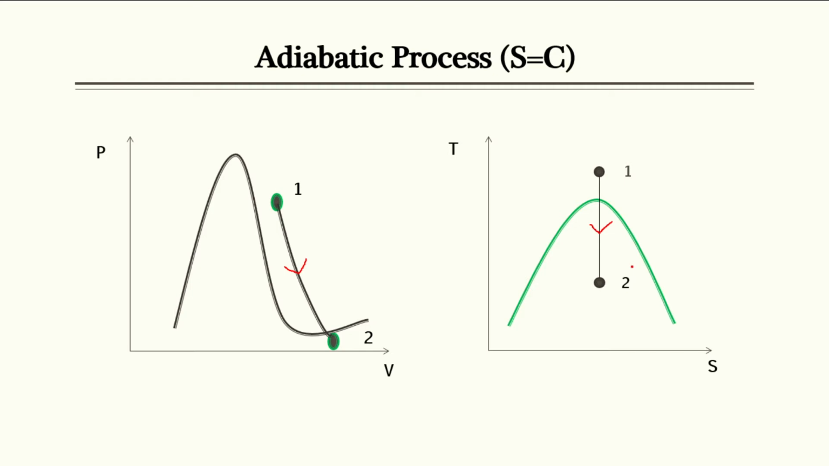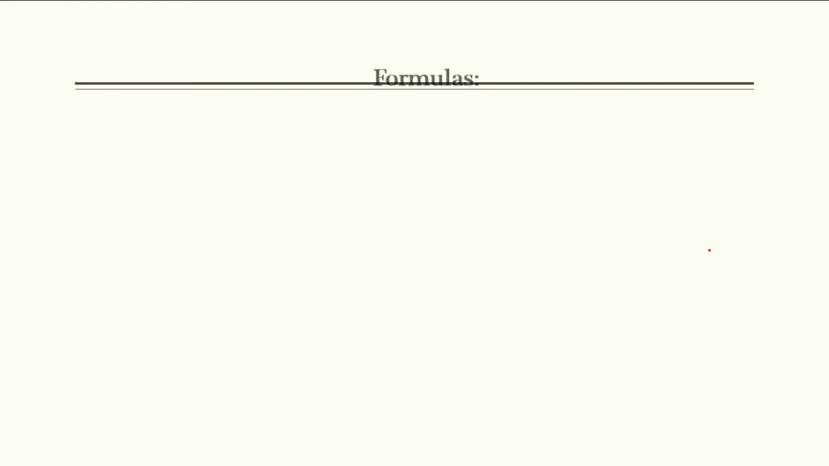So, kung mapapansin nyo, wala tayong area under the TS diagram. So, kung wala tayong area dyan, ibig sabihin, wala tayong heat na mapoproduce. So, kapag adiabatic process, wala tayong heat transfer. Okay? So, doon na tayo sa formulas.